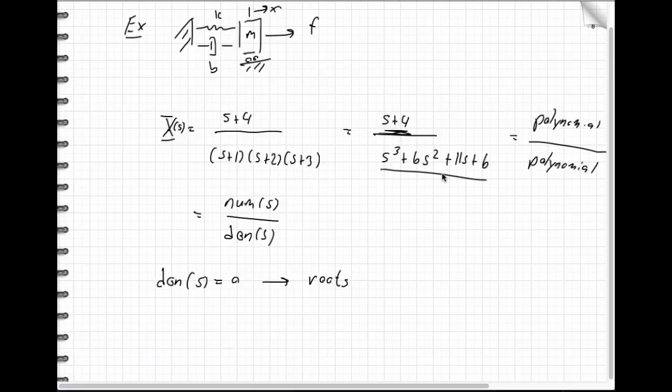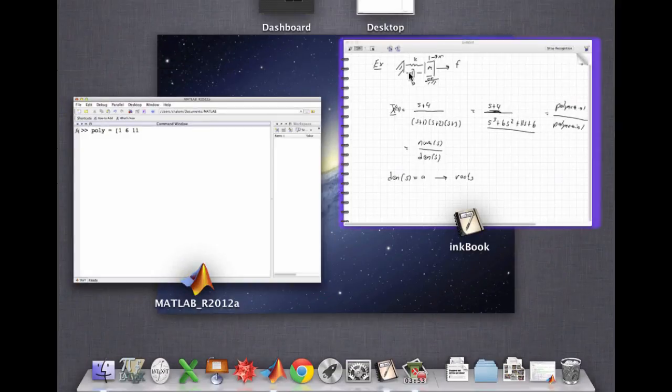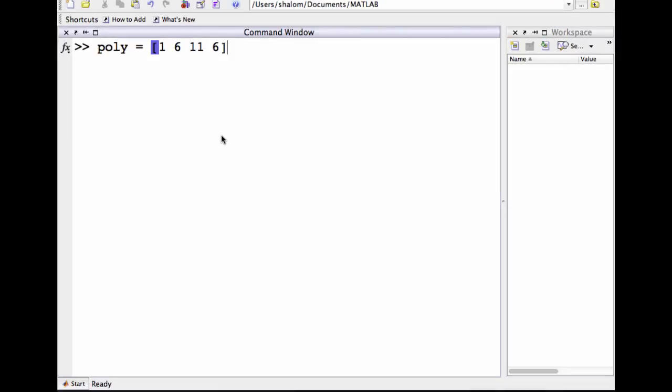All right, so let's flip over to MATLAB real quick and double check this, and I'll show you a few tricks. So here you see that I have 1s cubed plus 6s squared plus 11s plus 6. Now, how do you define polynomials in MATLAB? Well, you define them as a vector of the coefficients in front of the polynomial. So 1, 6, 11, and 6. Okay, that's just a vector.